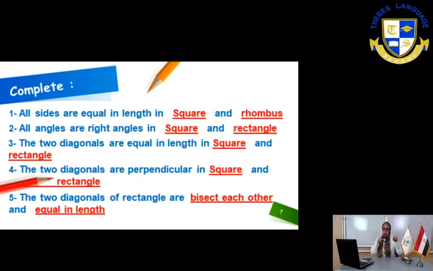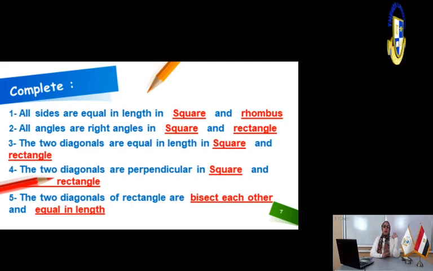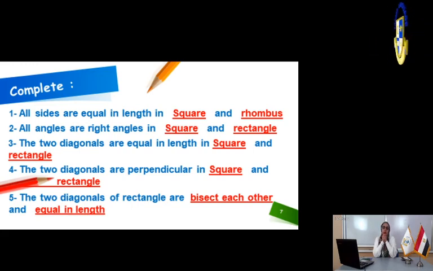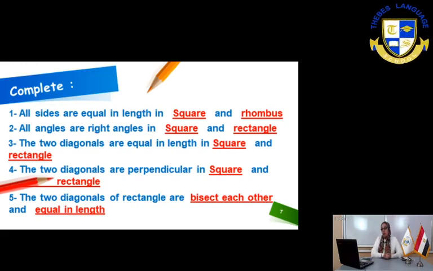Number 3, the 2 diagonals are equal in length. It must be square because the square has all the properties of the diagonals: equal in length, perpendicular and bisect each other. So the first polygon whose diagonals are equal in length is a square. And which one also? Yes, rectangle.